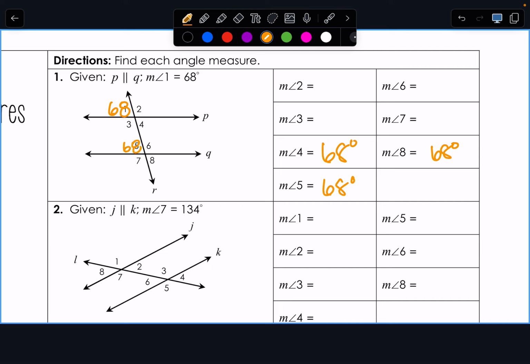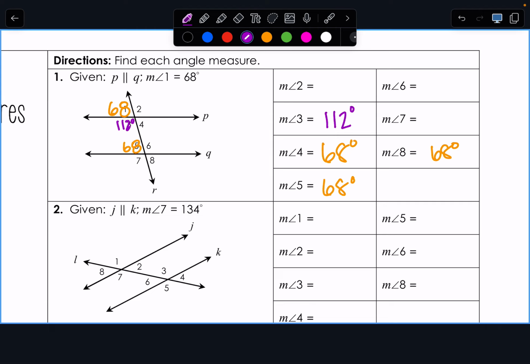Okay, now, I know that once you get one, you can figure out the rest. But I want to talk about angles 3 and 5. What kind of angles are 3 and 5? Consecutive interior, and consecutive interior are supplementary, so we know angle 3 is 112, right? Okay.